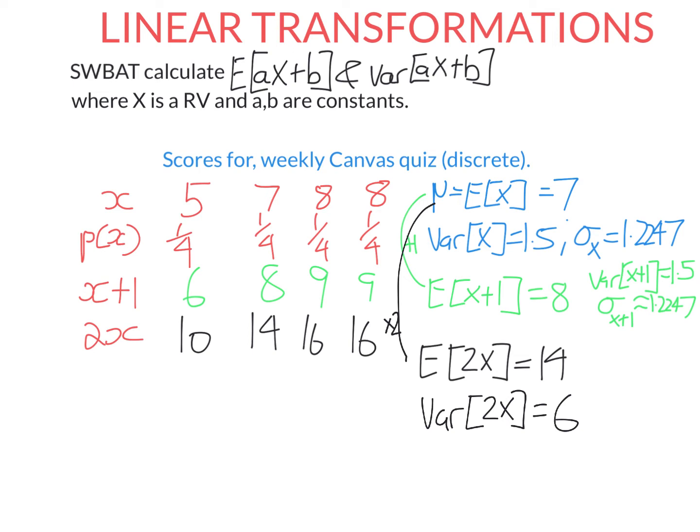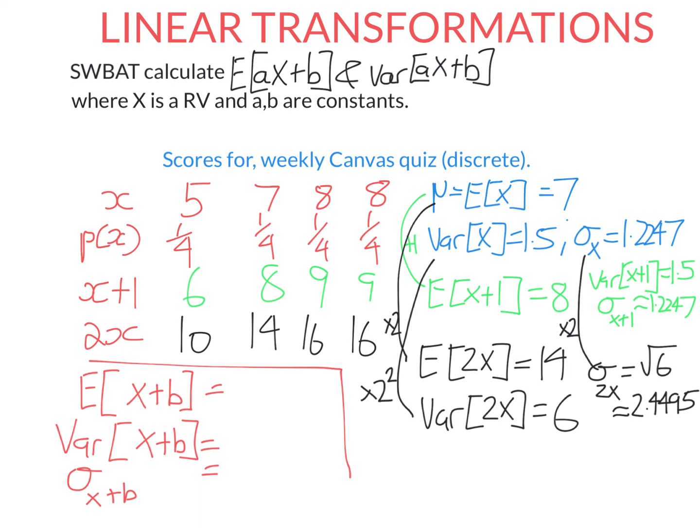You see, if I double each score, I multiply the variance not by 2, but by 2 squared. And so what that means is the standard deviation will now be the square root of 6, square root of the variance, which is about 2.4495. What's happened is the standard deviation, like the mean, has been multiplied by 2. So what's actually going on here?